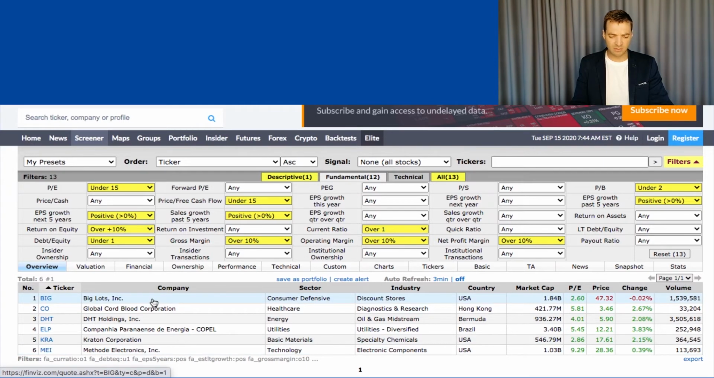And they would be really interesting for me to go and research because it meets most of the criteria that I'm really interested in. So Big Lots looks like it's discount stores in America. So that looks like it's severely undervalued and it's making some decent money. All of these companies are interesting. Now, I can rule these out for whatever reason.